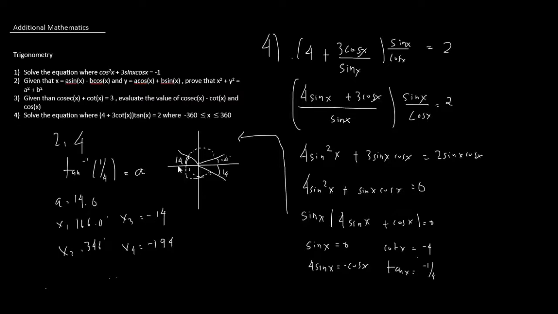And if I shifted this question and said that the angles accepted will only be negative 180 up to 360, then negative 194 will not be included, because we can only read up to here. So this additional 14 will not be included.